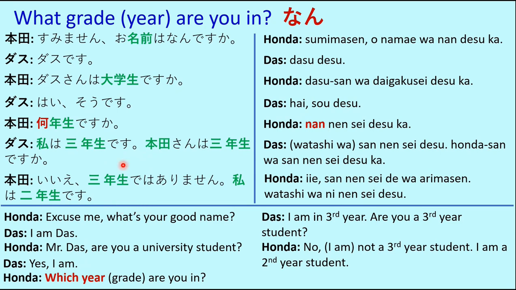So this is the conversation between Honda-san and Das-san, where we have seen the use of nan. So you may practice this conversation by yourself or with one of your friends who is also learning Japanese like you. And in that way, you can practice such simple, ordinary conversations to have fluency in the spoken Japanese. So I will repeat one more time the conversation.